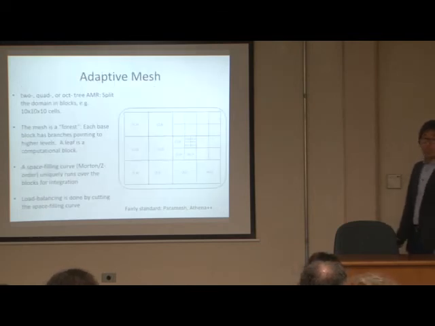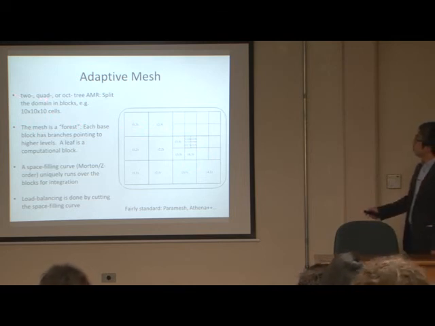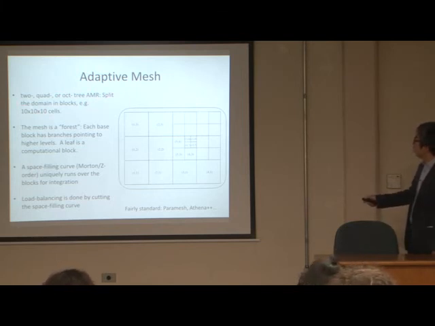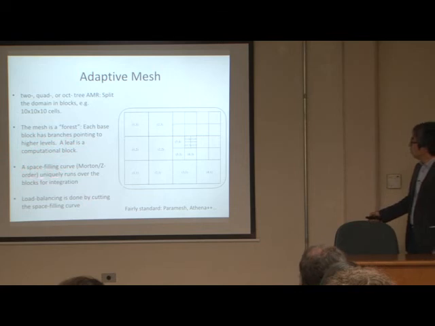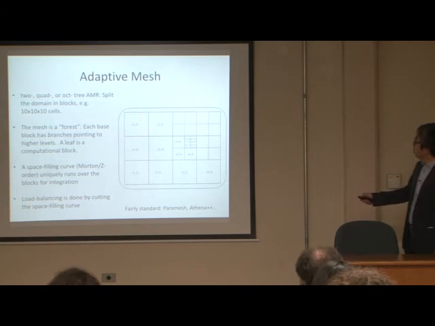Let me talk a little bit about the adaptive mesh. Because our GRMHD code is based on the adaptive mesh code, we can divide the domain into blocks. The space filling curve is uniquely defined over the block integration, and the load balance is done by this filling curve. So this is the idea. It's just only one point. If you are interested, you can make an additional level. We divide by 4. Then if you have more interest, maybe we can divide again by 4.